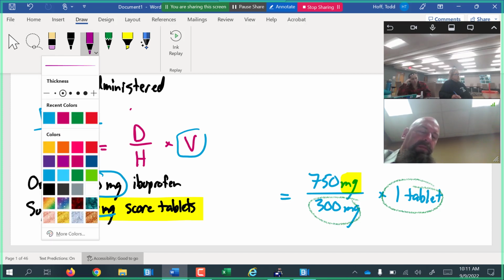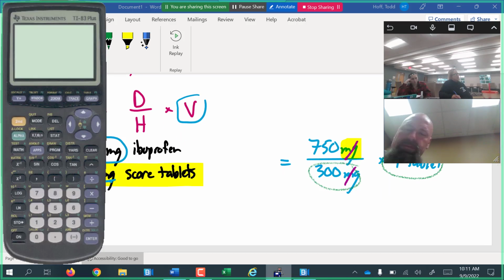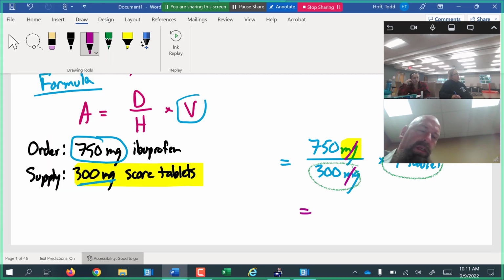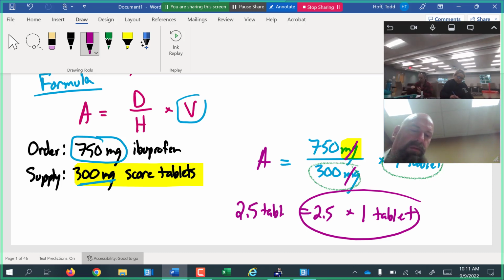750 milligrams divided by 300 milligrams. Well, the milligrams divide out there. 750, my calculator will clear here, divided by 300 gives us 2.5. So it's 2.5 times 1 tablet. So the administered dose, if we multiply that out, is simply 2.5 tablets. So we would administer 2.5 tablets to the patient.